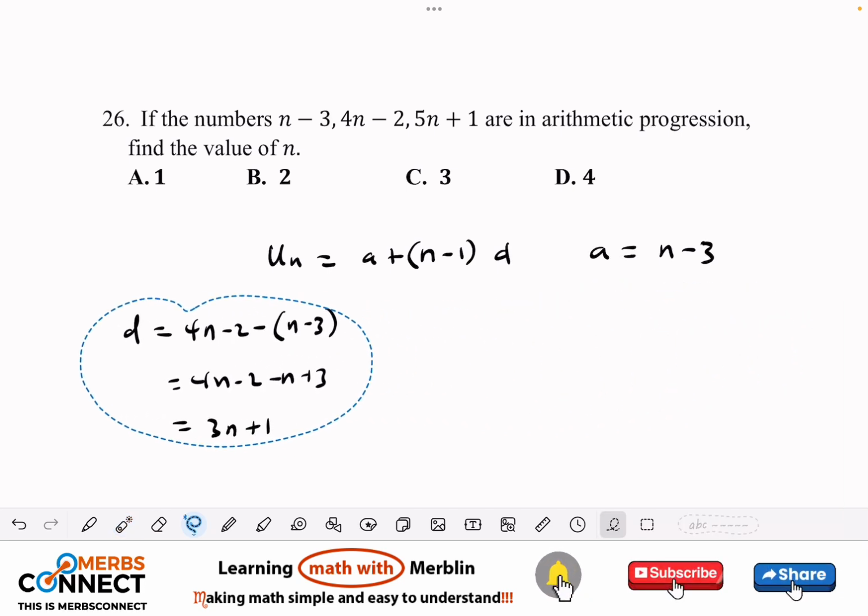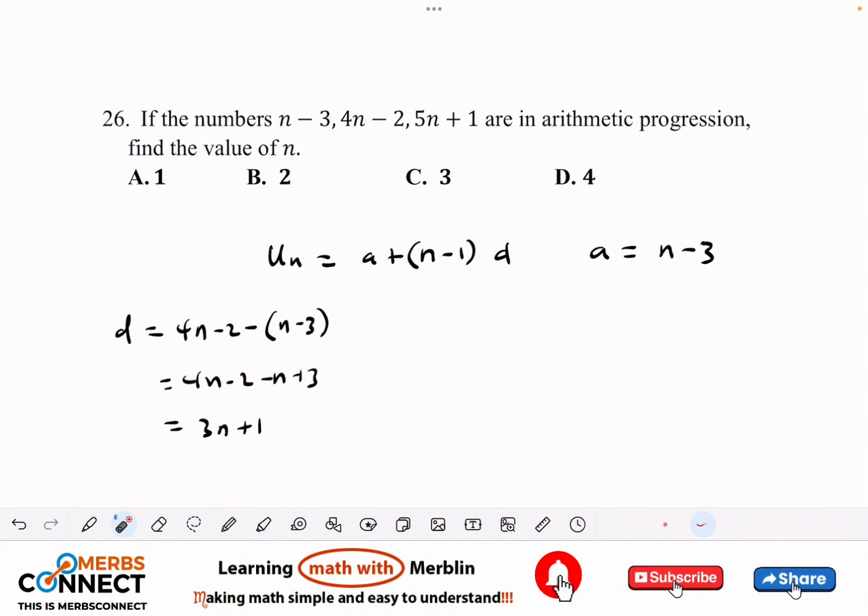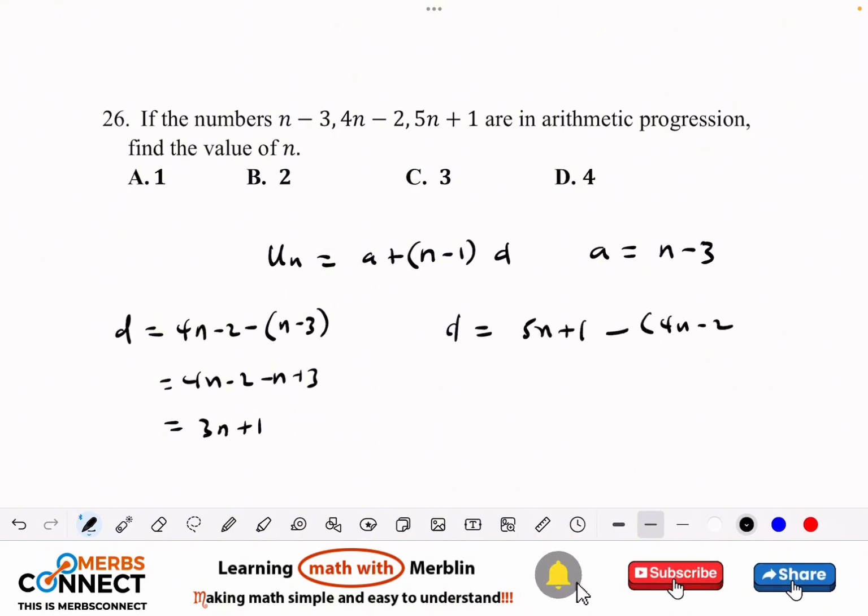Now we know that with arithmetic progression, our common difference should be the same. Is that right? Yes. So it means that this minus this should be the same as this minus this. So let's find another common difference here. 5n plus 1 minus 4n minus 2. So this is 5n plus 1 minus 4n plus 2, and this is going to give us n plus 3.